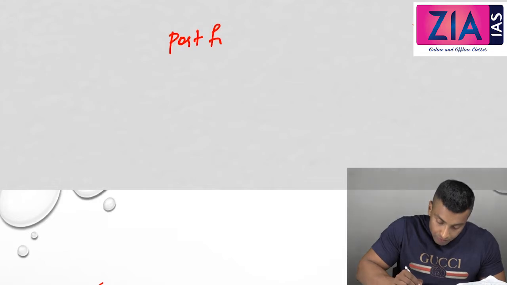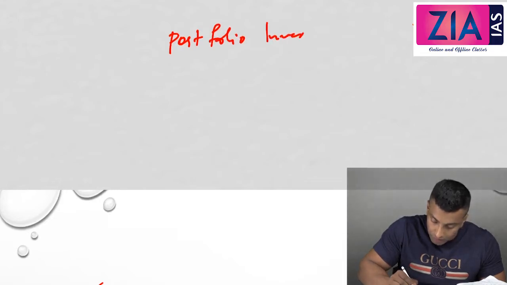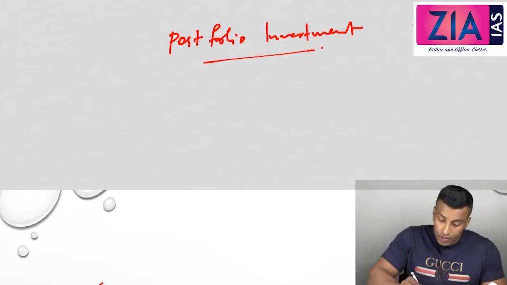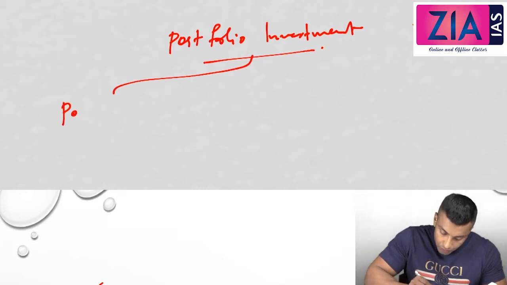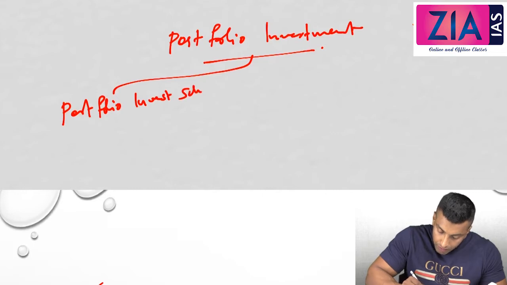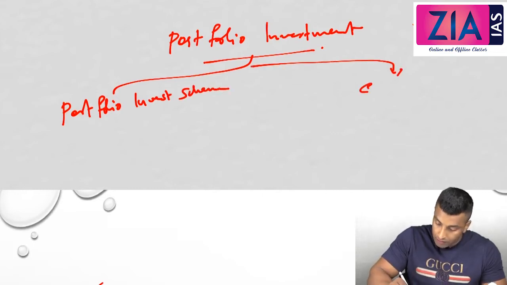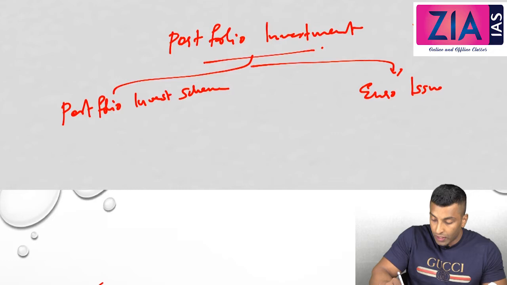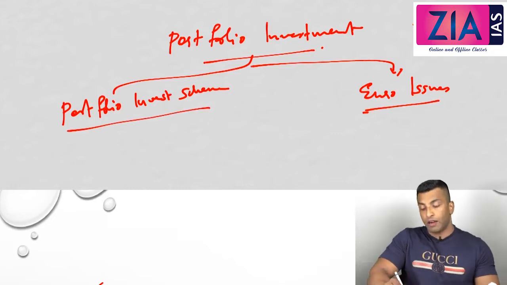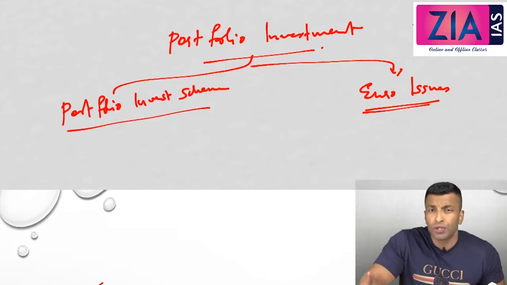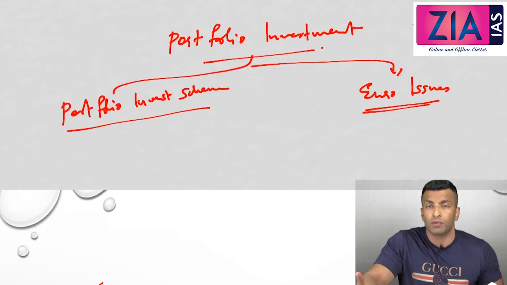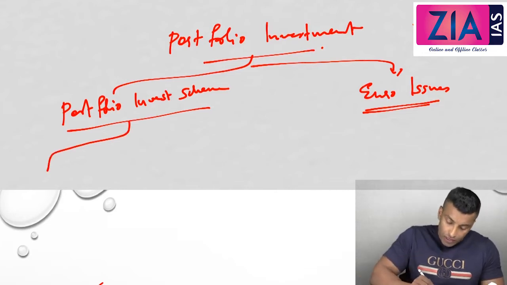Now let's try to understand portfolio investment. Under this we can divide into the portfolio investment scheme and euro issues. I'll be discussing this in detail, and after that we'll talk about euro issues. Euro issues include American depository receipts, global depository receipts, and Indian depository receipts. Everything will be covered in detail so that you understand all these concepts. But now let's look at what all things will come under this.